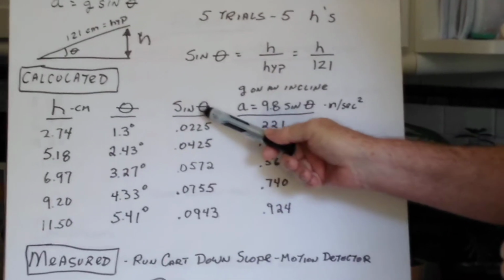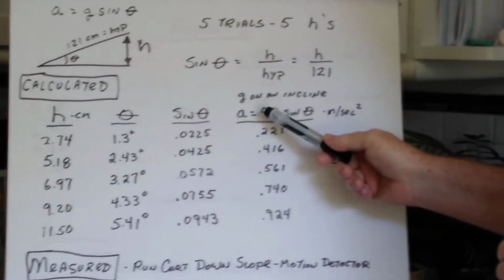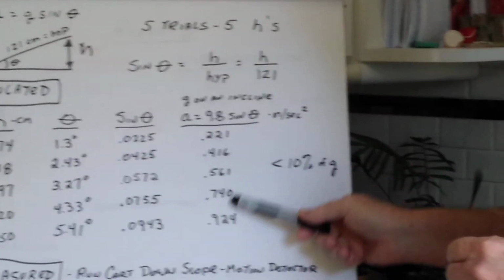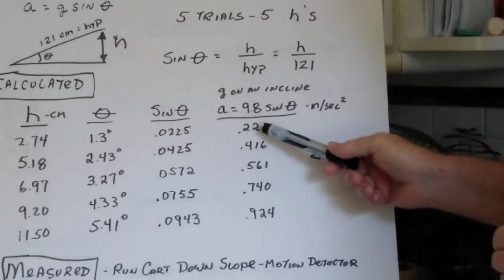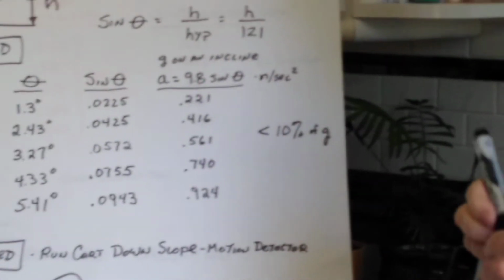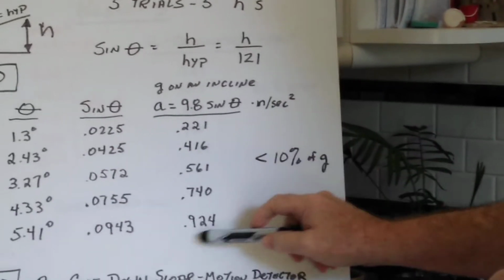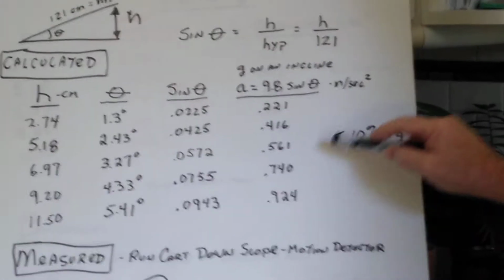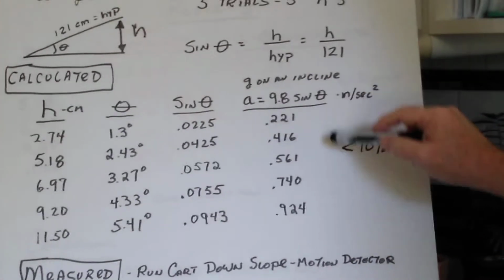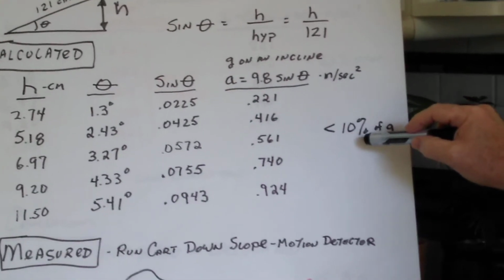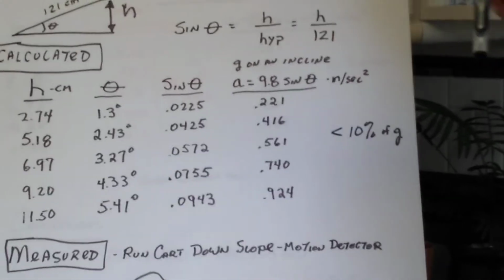If we multiply the sine of that angle by 9.8, we come up with our calculated acceleration due to gravity. As you can see, it ranges from 0.22 to 0.92. In other words, when a body's falling straight down, it's 9.8. When it's on an angle of up to about 5 degrees, we're talking about 0.9 meters per second squared. So in all these scenarios, the acceleration due to gravity is less than 10% of the normal dropping of gravity.